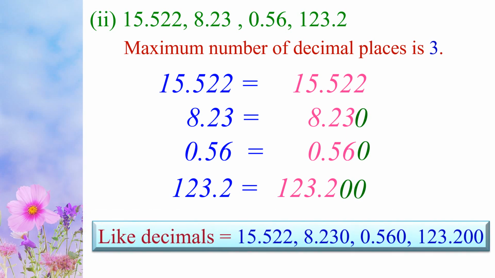So the like decimals are 15.522, 8.230, 0.560 and 123.200.